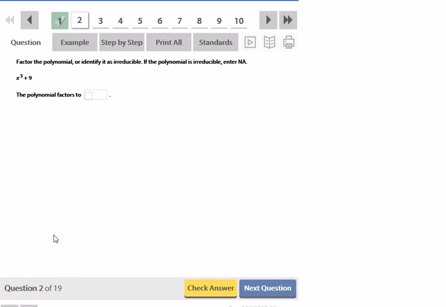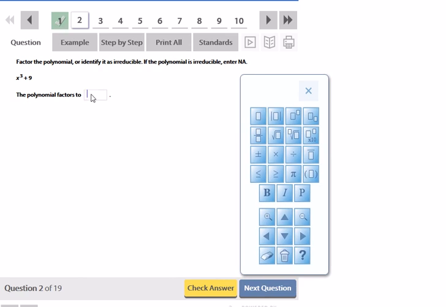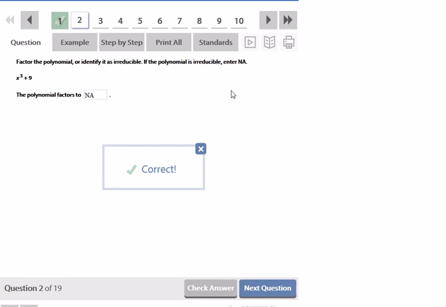So this actually cannot be factored, which in the notes we called prime. This book calls it irreducible. I haven't heard that before, but I guess either one would suffice, and they want me to enter NA. That's what I'll put in, and that's correct.